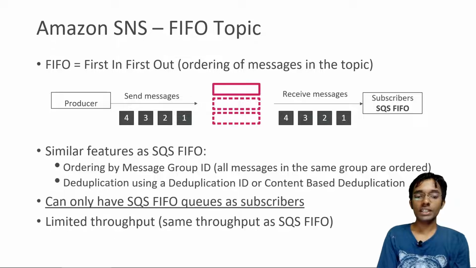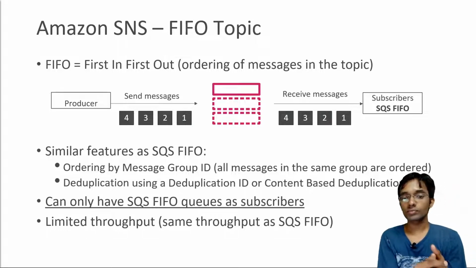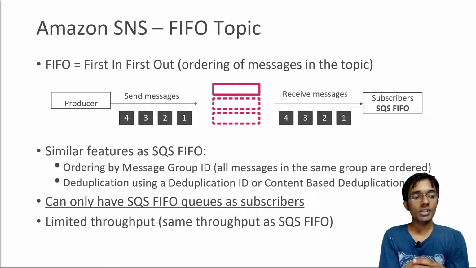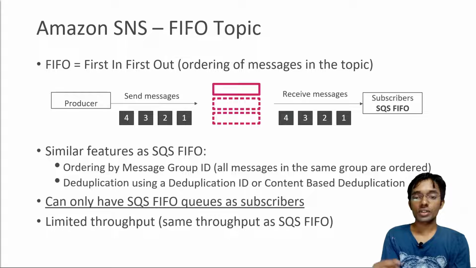So we can apply the fan out pattern to FIFO topics as well. Amazon SNS has a FIFO capability, which is first in first out, which gives ordering of messages in the topic. So the producer sends the messages 1, 2, 3, 4.